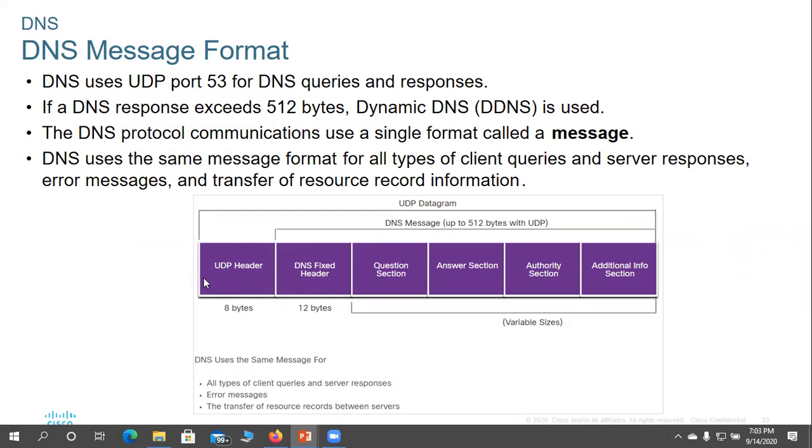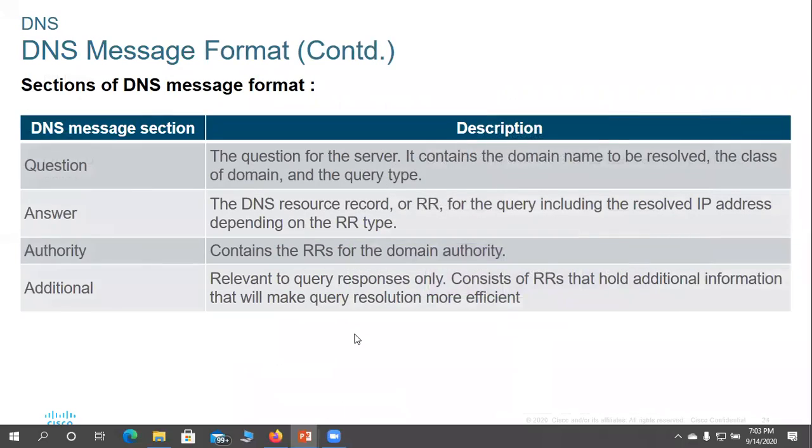What are some of the components of the DNS message format? So you can see DNS uses UDP. So you have the UDP header here, the DNS fixed header, the question section, answer section, authority section, as well as some additional information section there.